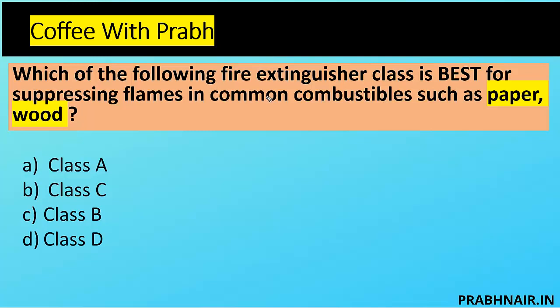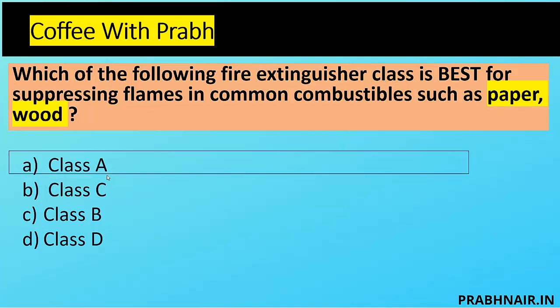Okay, so the next coffee shot is, which of the following fire extinguisher class is best for suppressing flames in common combustibles such as paper. Paper needs to be converted into ash, wood needs to be converted into ash. So A stands for ash, makes sense. C for current, B for boil, and D for dilute. What we have learned in the previous reference is that the answer is A, because A stands for ash, since burned paper is converted into ash, and that is why class A is the extinguisher that we use for paper and wood. Let's move to the next coffee shot.